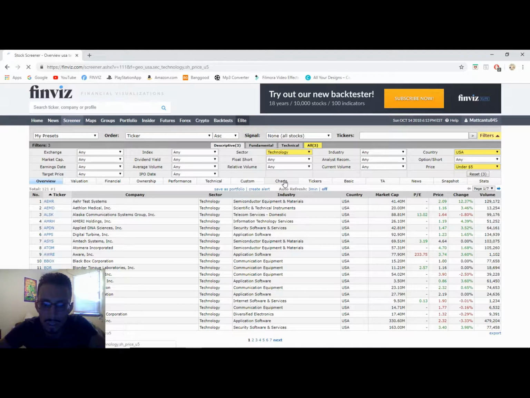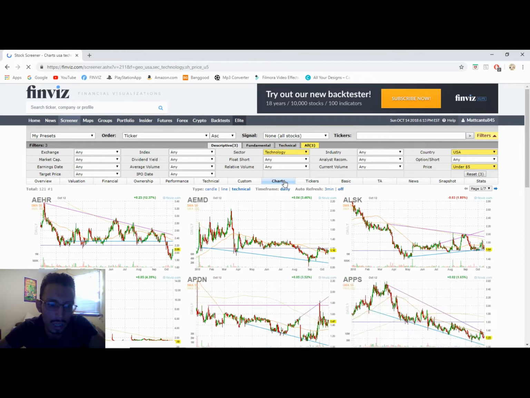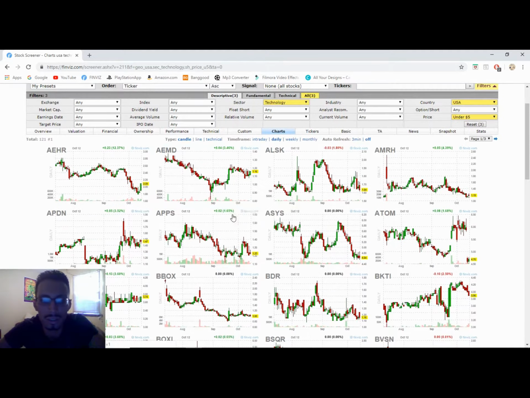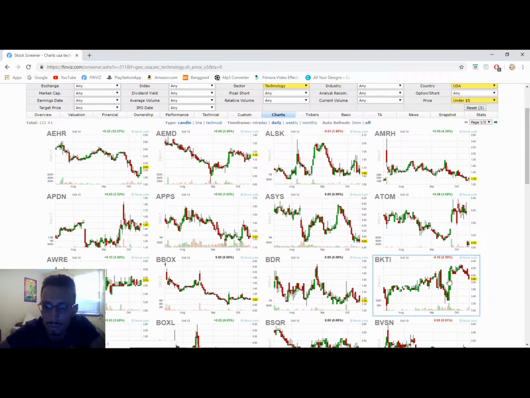Then from here, I would go right to charts. I'm a visual kind of guy. I like to get a visual on how the market is moving, and from here I can find my support and resistance lines simply by looking at the charts. So I'm going to just get right into it. I would go through all these charts, looking around for support and resistance.